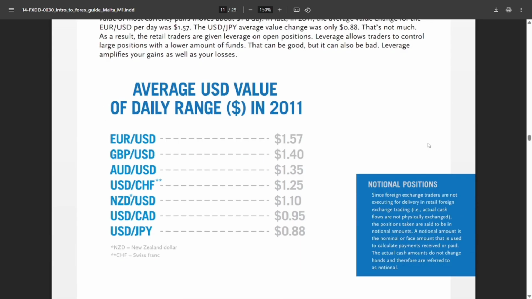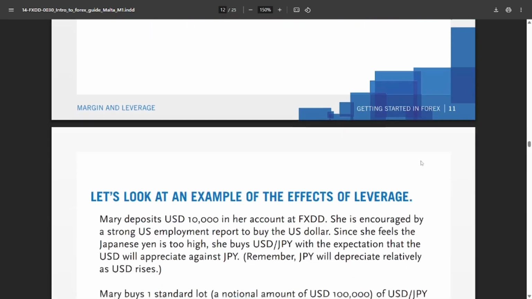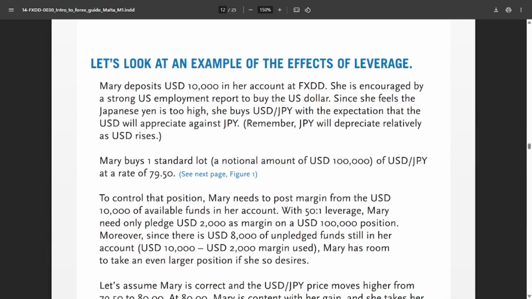I put some information for you. This is the average USD value of daily range in dollars in 2011. That is for the past. I checked something for the past and I put it here, and that's not important.